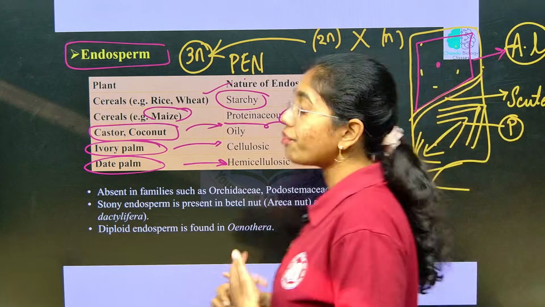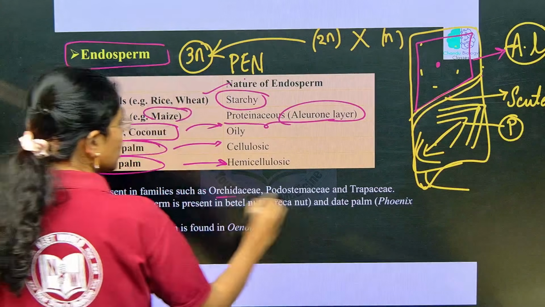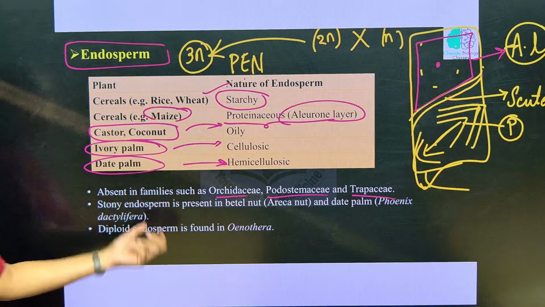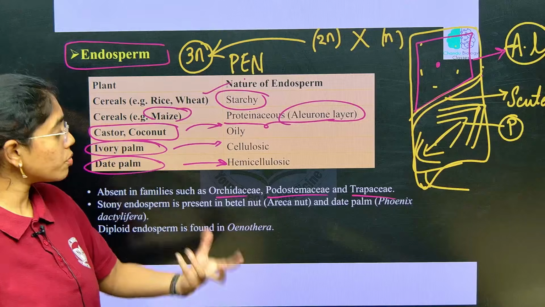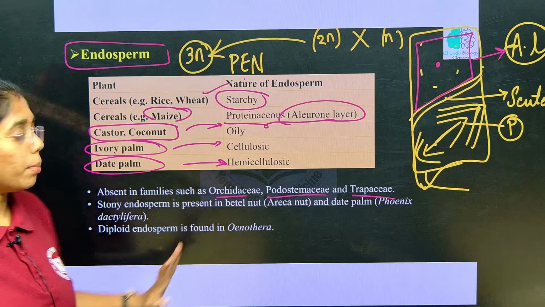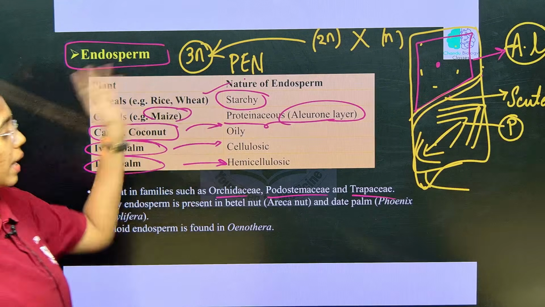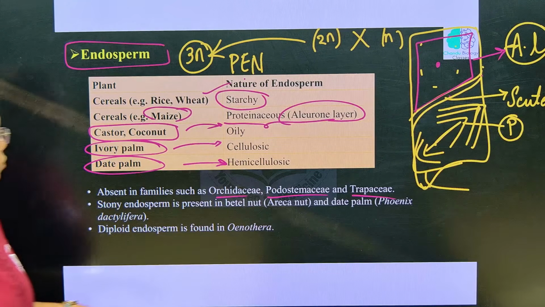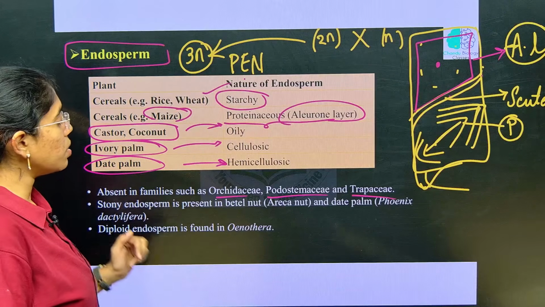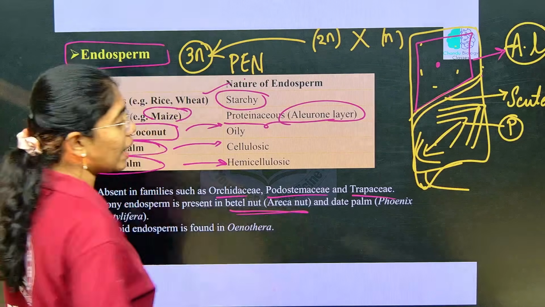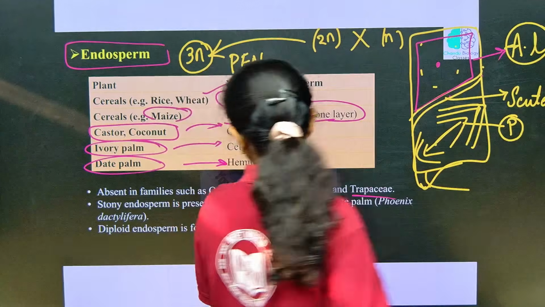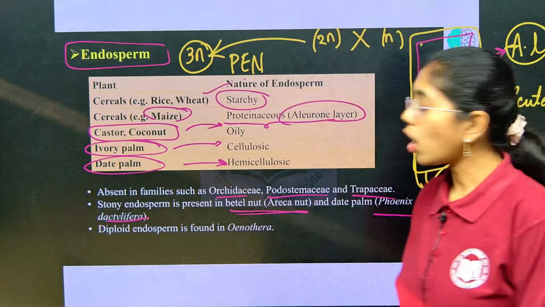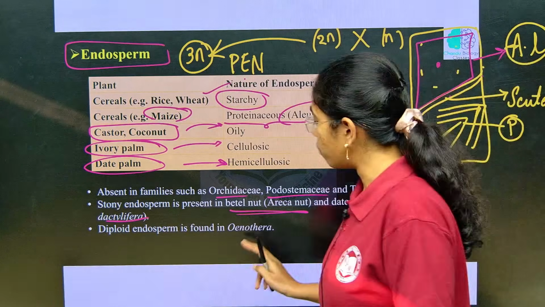And in a few families like Orchidaceae, Podostemaceae and Tripuraceae, we are yet to discuss families from taxonomy of angiosperms. We will do it, but as of now you remember that in these families the endosperm is absent: Orchidaceae, Podostemaceae and Tripuraceae. Followed by stony endosperm, you will see it in betel nut, that is areca nut, and in date palm, that is Phoenix dactylifera. In these you will see stony endosperm.